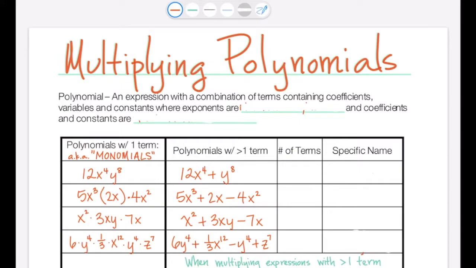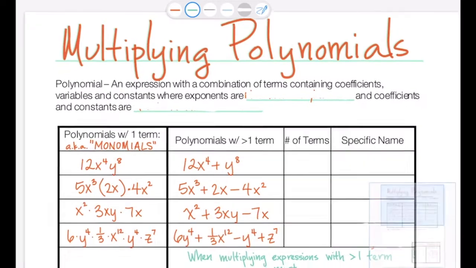All right, today we're going to talk about multiplying polynomials, and just look at what that word says. Poly is a root that means many, and that word nomial signifies numbers. So we're just talking about expressions that have lots of different numbers and variables and exponents in them.